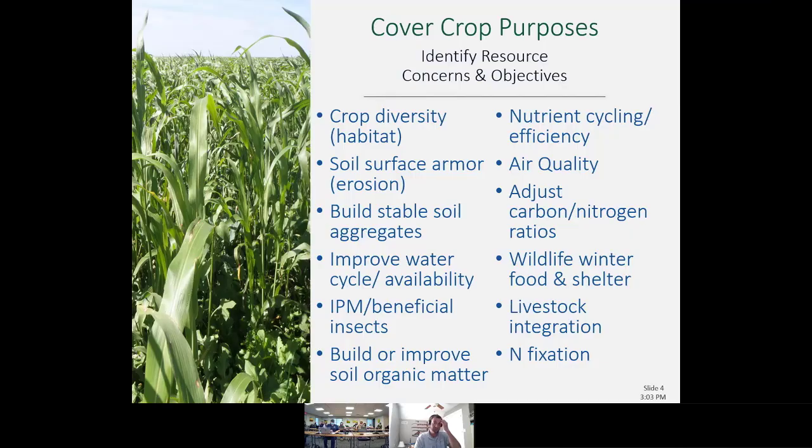A lot of these different resource concerns and objectives just kind of tie on to one another, because when we have more biology, when we have a more diverse population of that soil biology, then we have more parties in that population that can help make nutrient cycling more efficient, because each one is playing a different part in cycling those nutrients in that soil profile.